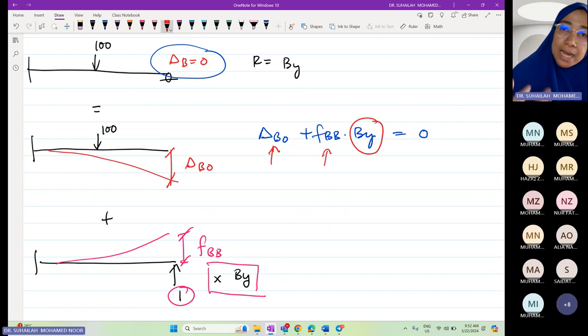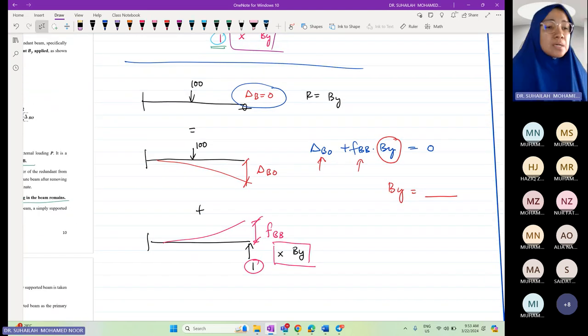Dua-dua ni boleh cari. Dua-dua akan provide kita value. Dua-dua adalah displacement datang daripada dua system, primary system and redundant system. So, kalau sini value, dapat tak kita cari nilai BY? Dapat. Okay. So that's the concept. And lepas ni nak buat, kita dah tak derive dah. Cuma kita nak faham the concept.